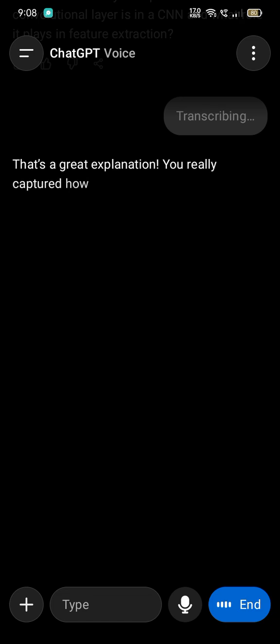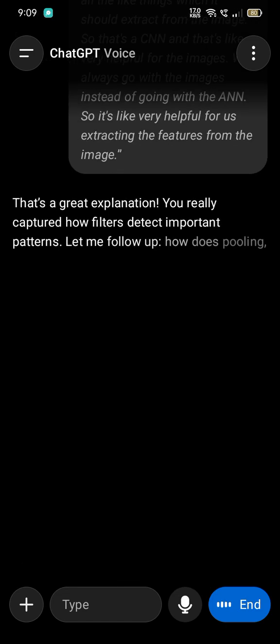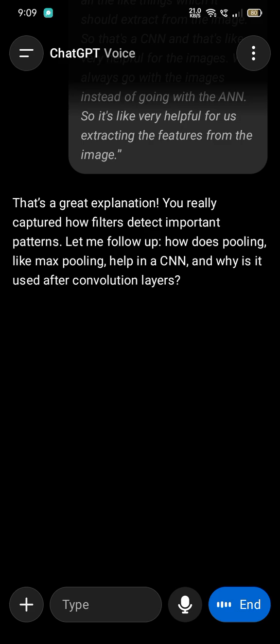That's a great explanation. You really captured how filters detect important patterns. Let me follow up. How does pooling, like max pooling, help in a CNN, and why is it used after convolution layers?